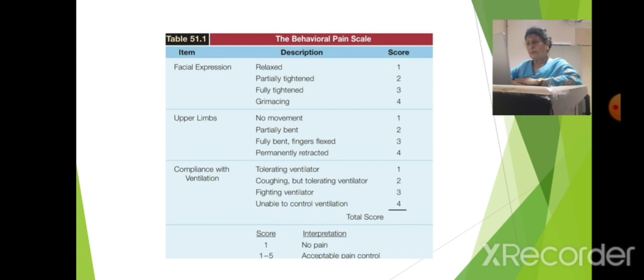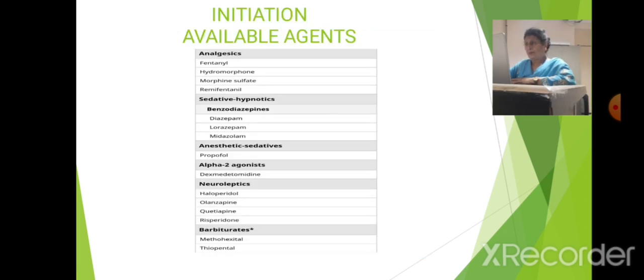Compliance with the ventilator. Tolerates ventilator well, score is 1. Coughs but tolerates ventilator, score is 2. Fighting ventilator, score is 3. Unable to control ventilation, the score is 4. Total score: 3, no pain; 3 to 5, acceptable pain control. Now, initiation of an available agent: analgesics.